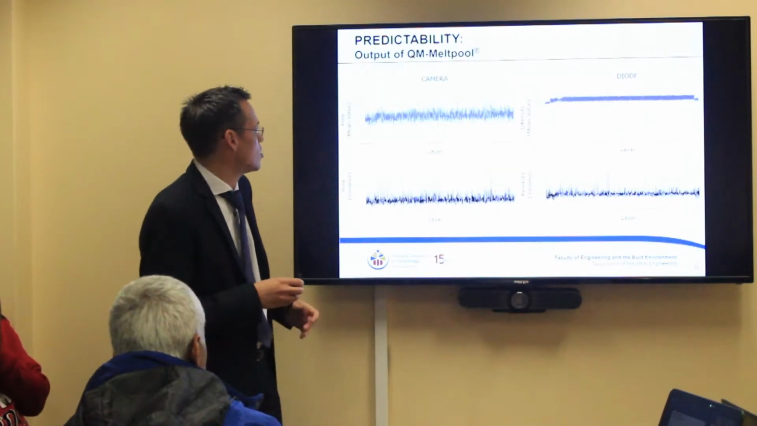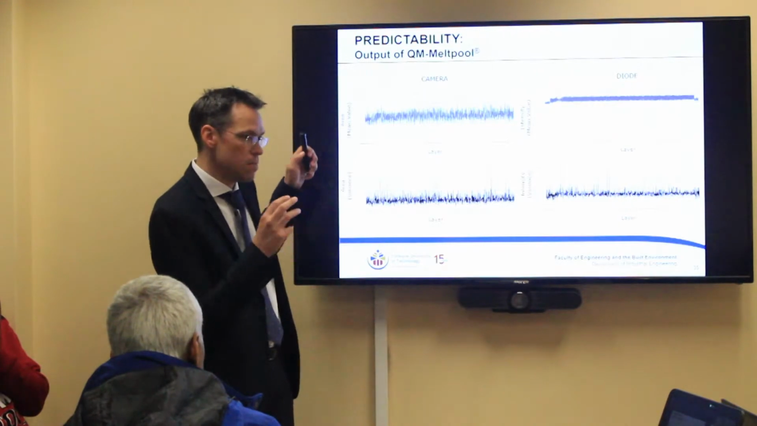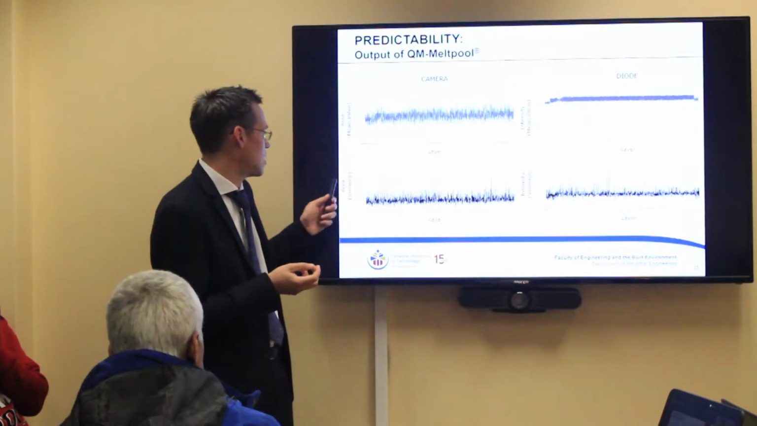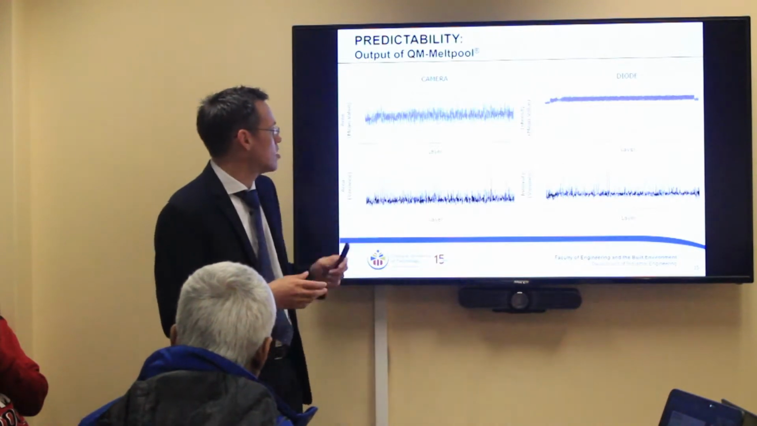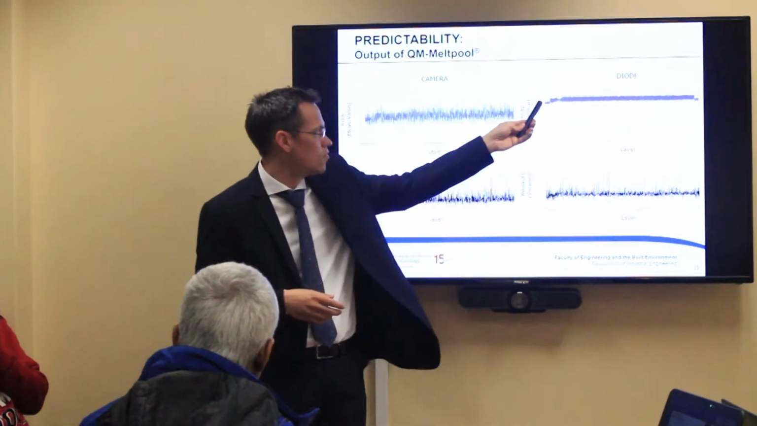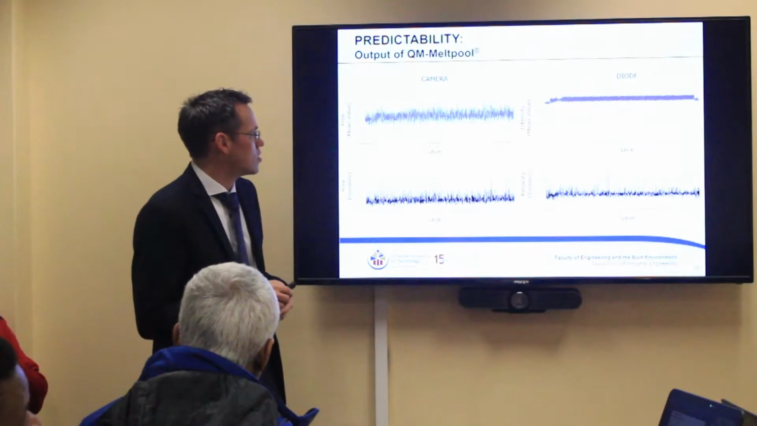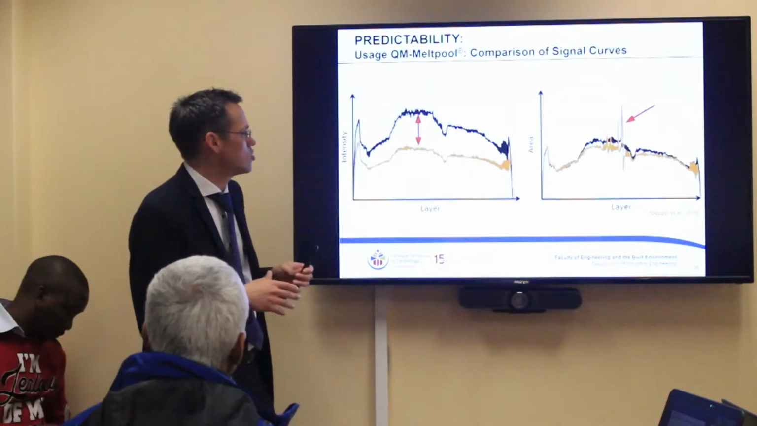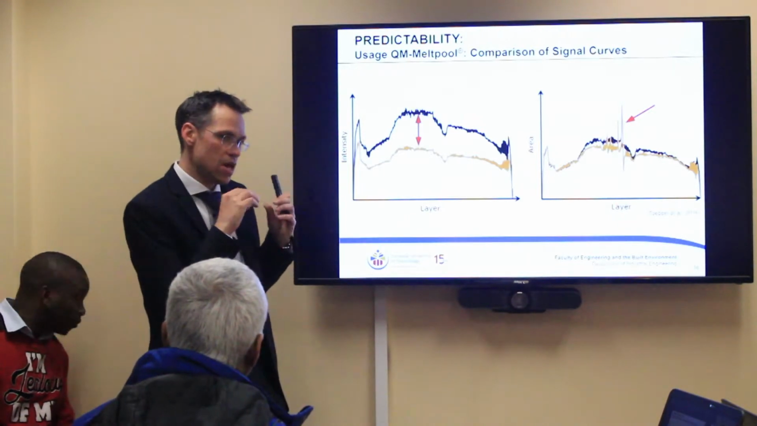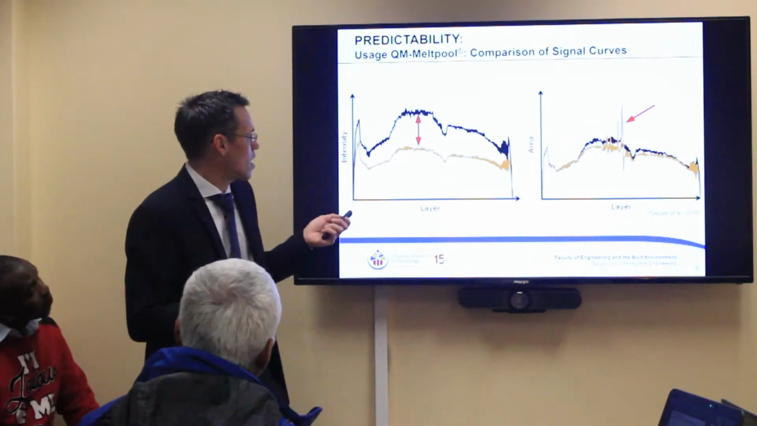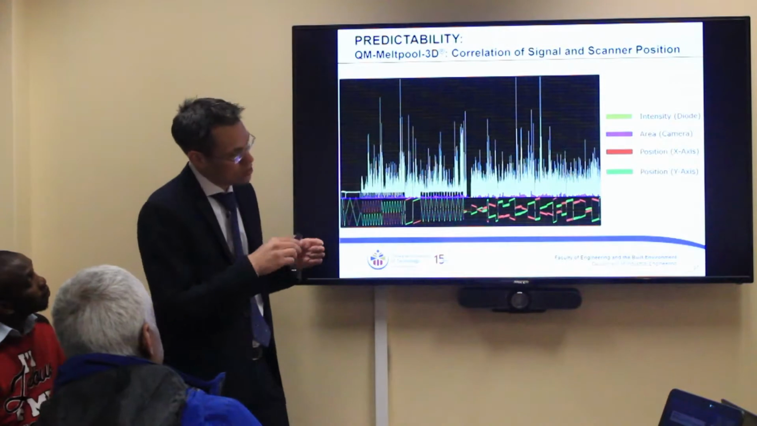To give a short explanation, QML pool lists a mean value of the process refulgence and a variance for each layer. And it gives you a so-called signal curve for the camera system and for the diode system. And so what should be done with it? It should serve as a basis for comparison once you manufacture identical parts. And QML pool 3D goes one step further.